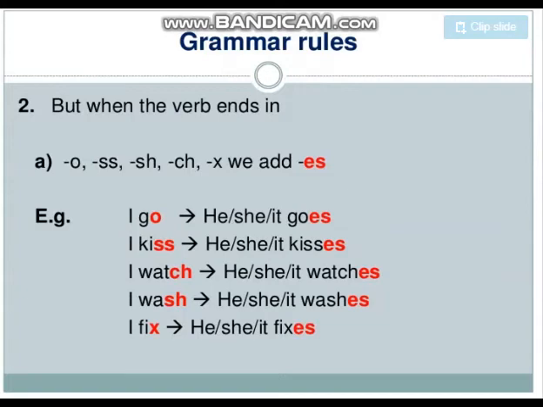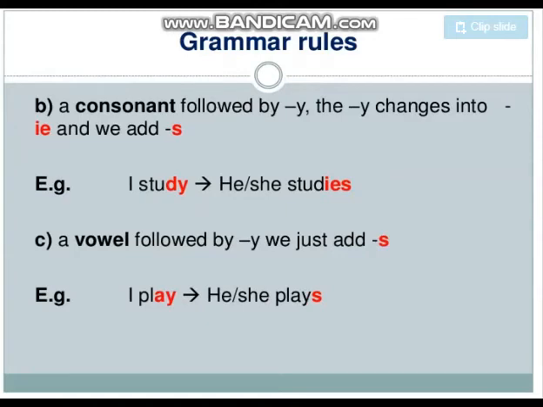Then again you can see I kiss. So with kisses we have added es. Why? Because it is ending with double s. Then I watch, we add es because it is ending with ch. I wash, again we have added es. And I fix, so here again we have used es with it. A consonant followed by y, the y changes into ie and we add s with it.